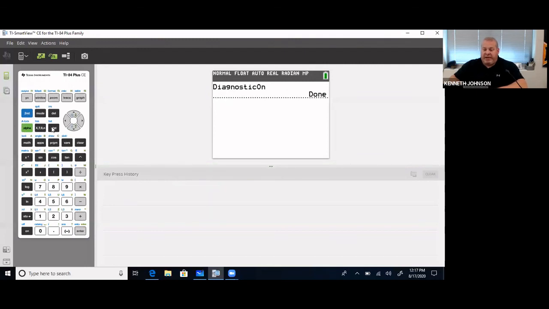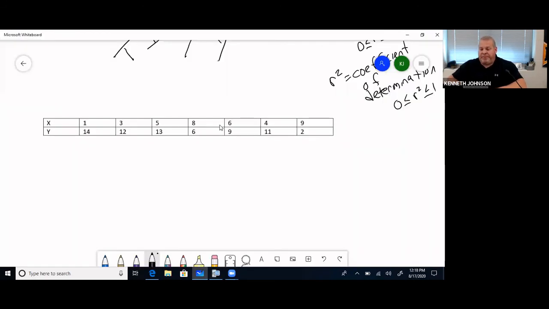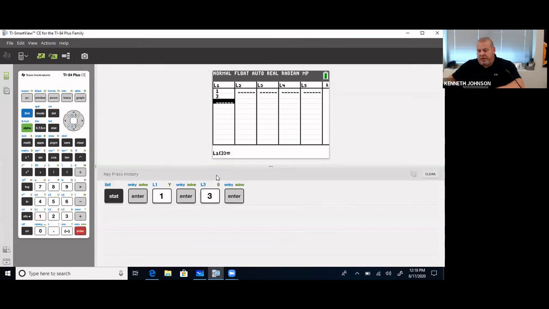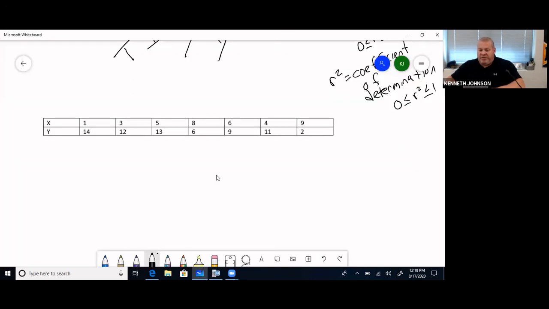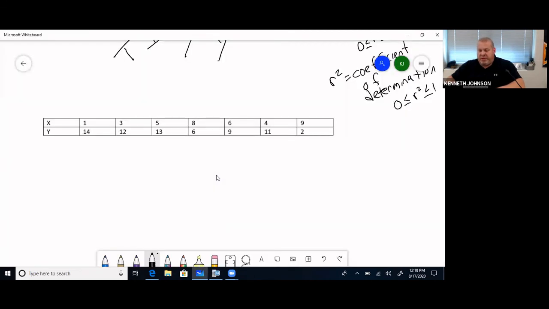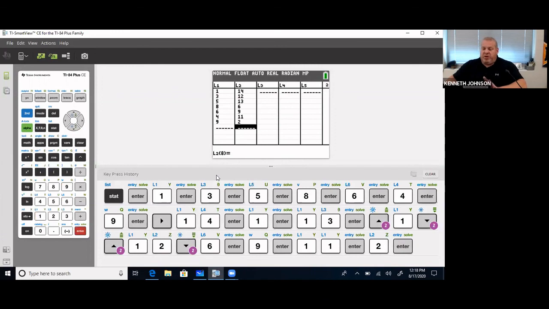Let's go ahead and put our data in. So we're going to hit stat and edit. I'm going to put the X values in L1. So our X values are 1, 3, 5, 8, 6, 4, 9. And our Y values are 14, 12, 13, 6, 9, 11, 2. Make sure your data is right, because as you saw, I had a hard time plugging in 12 there for some reason. It didn't want to take. I had to make sure it's right, or else your data is going to be totally wrong.